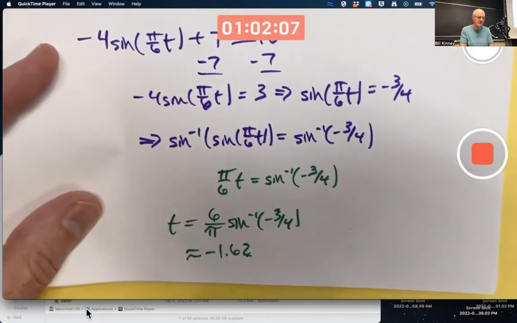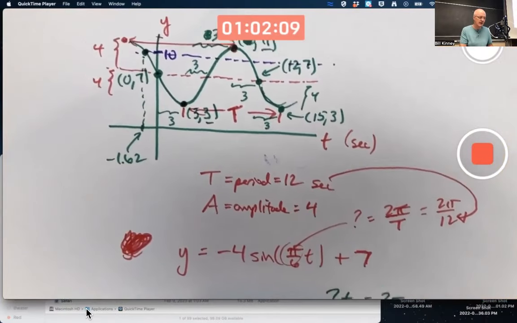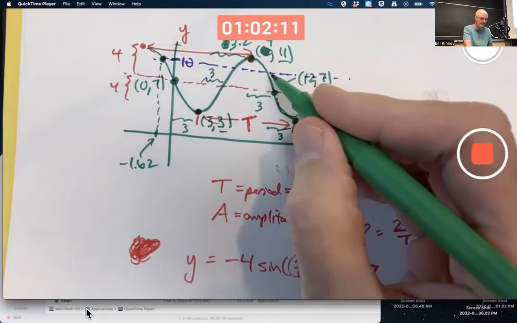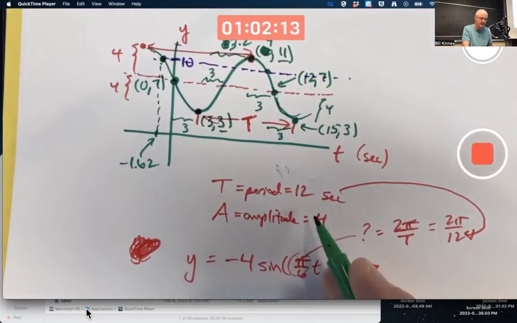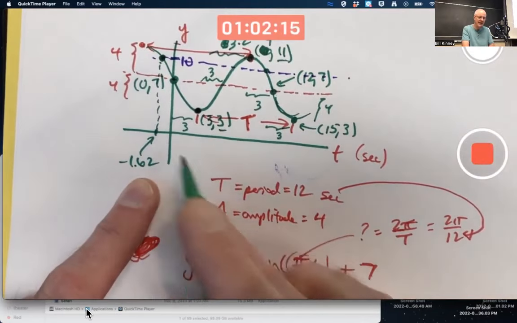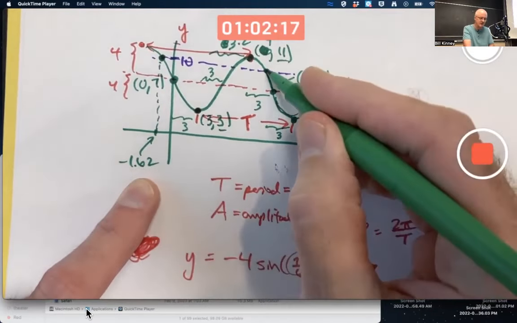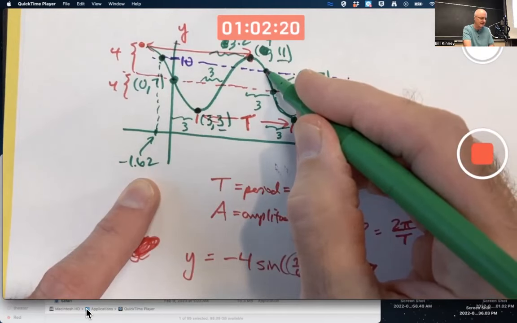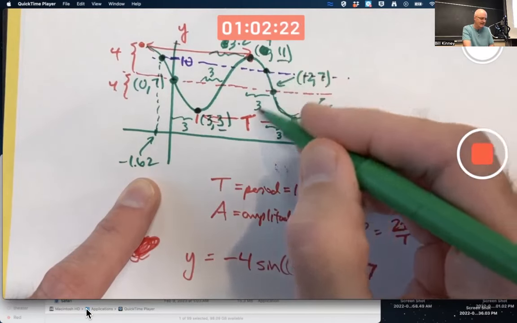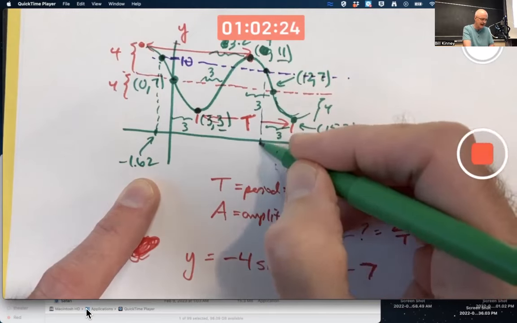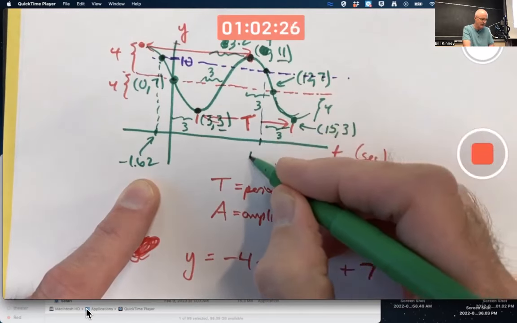If I had to find other t coordinates, use the picture to help you. For example, to find this t coordinate, use the fact that the period is 12. Take -1.62 and add 12 to it to get to the first coordinate of that point. What would it be? I can do that in my head, 10.38.